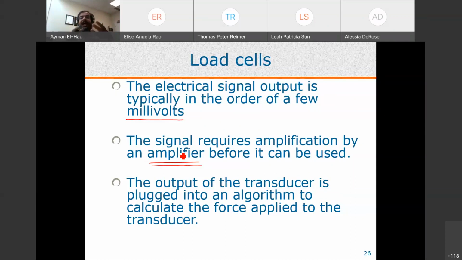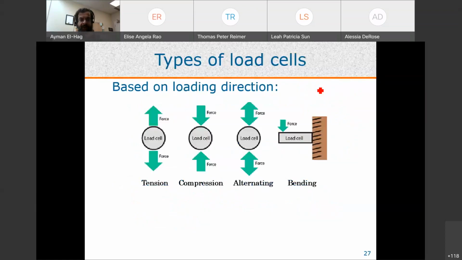And there is usually what we call a calibration curve. Some curve like this will give you, in one axis for example the volt, and on the other axis the force. Then you have to use this algorithm to convert the volts you measure into the force that you are interested in. Now, the load cells have different types based on the loading direction.